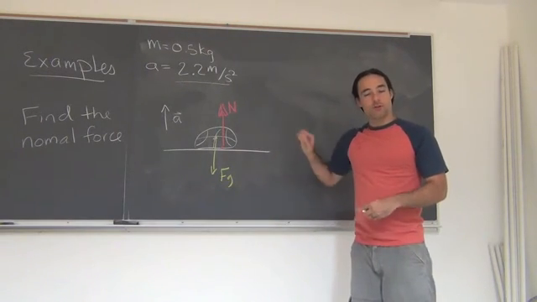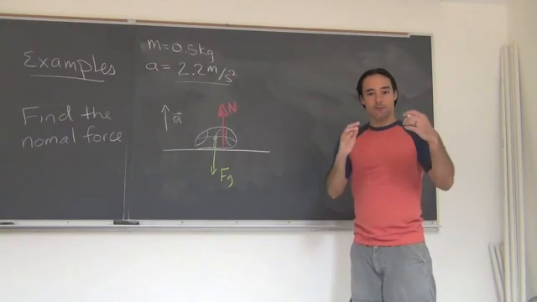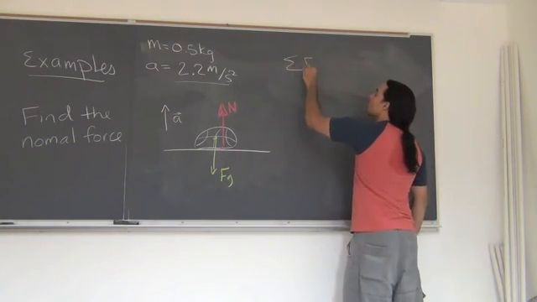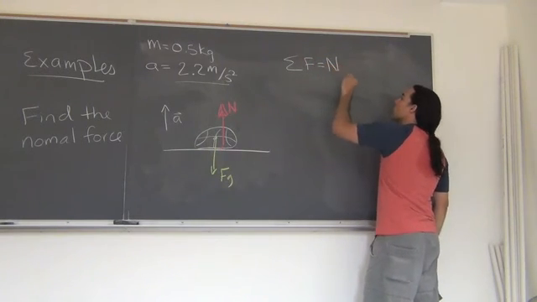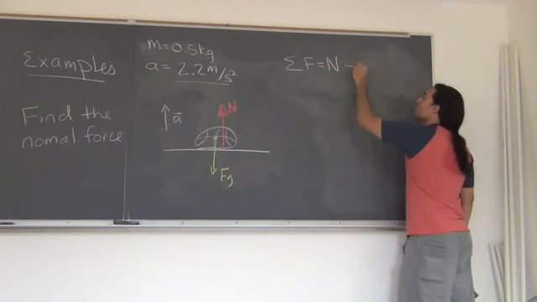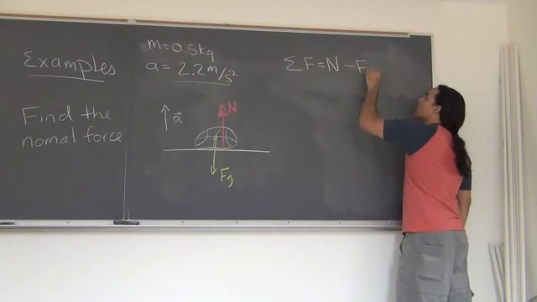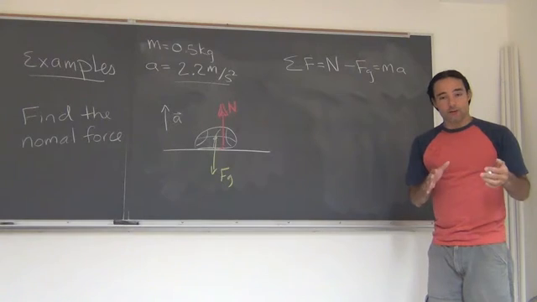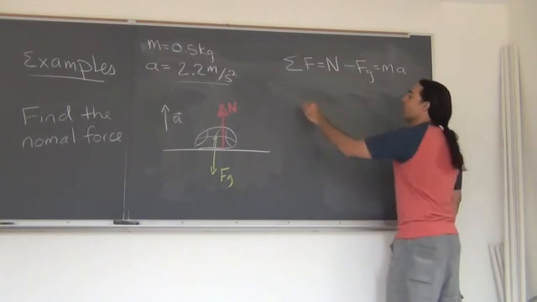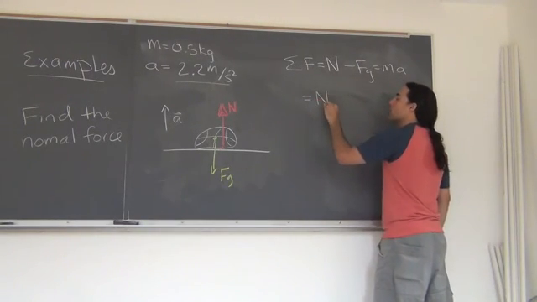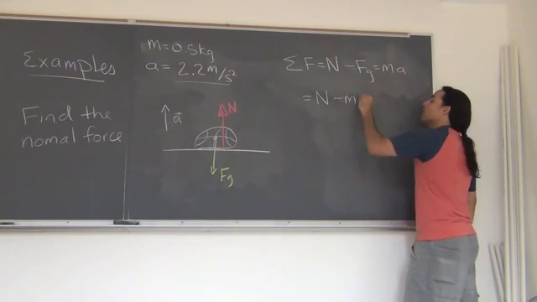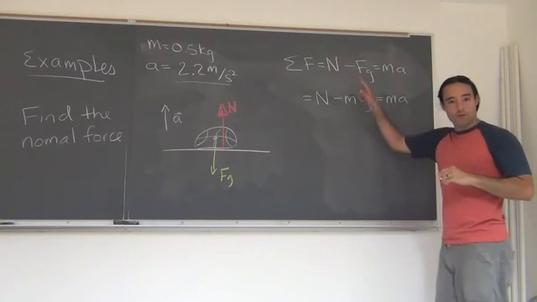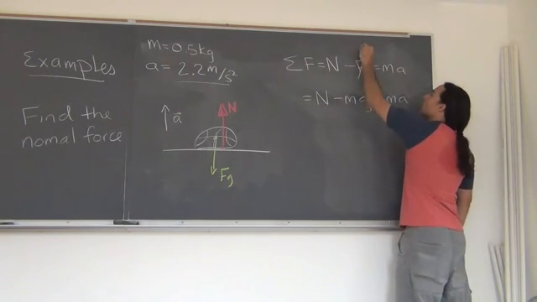Step 1, draw the picture. Step 2, do the free body diagram. Step 3, let's sum up the forces. Summing the forces, again, normal force minus the gravitational force, which is down, equals the mass times the acceleration. Now my acceleration will not be 0, so I have to deal with that. This is going to be my normal force minus mg equals the mass times the acceleration, because the force of gravity equals mass times g.